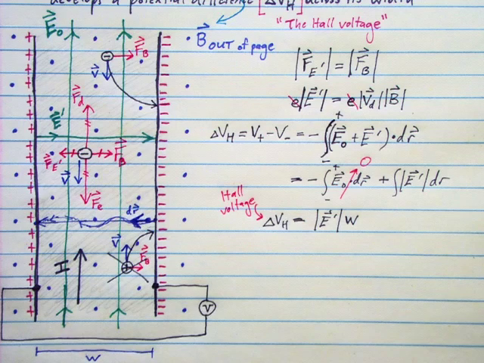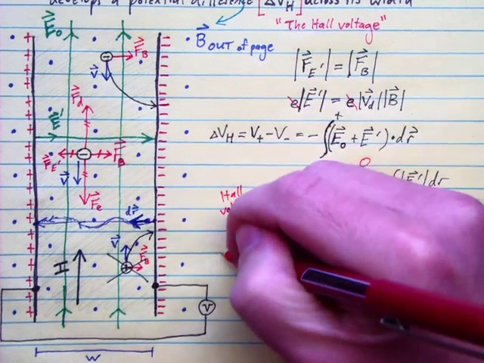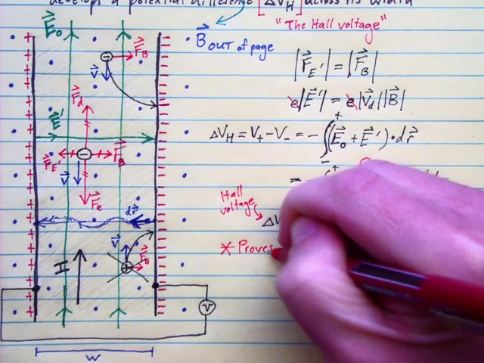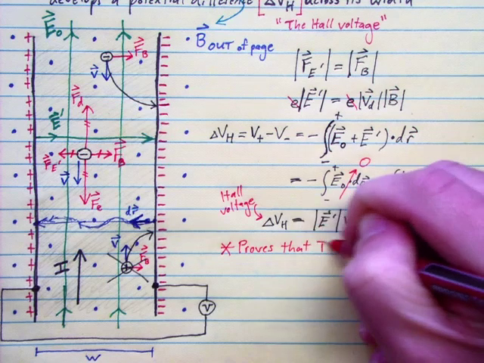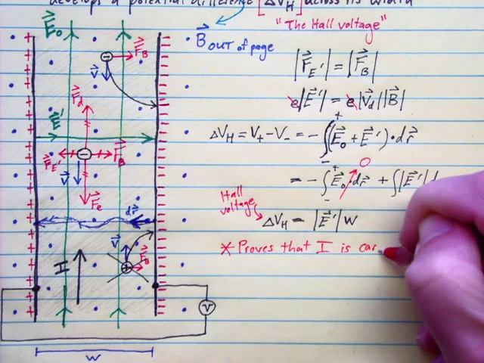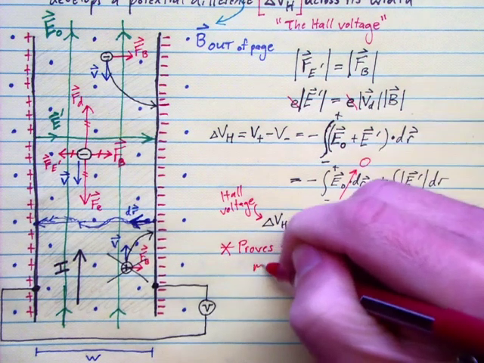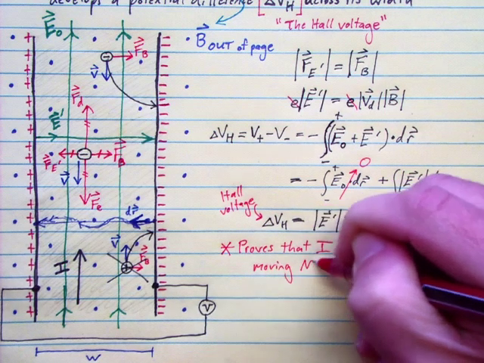Okay, so that's a note of historical interest. This proves that current is carried by moving negative charges.